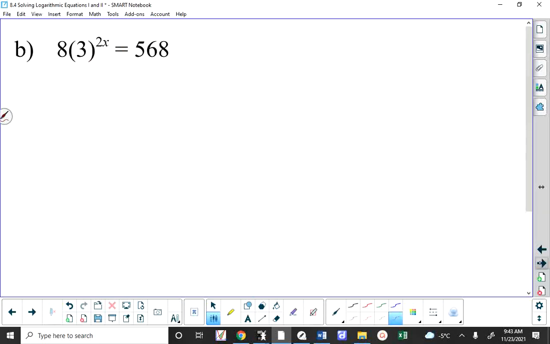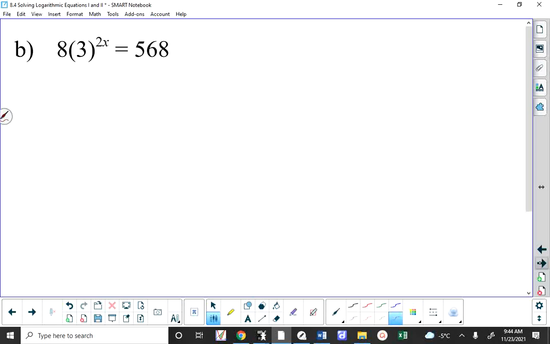Okay, so we have to ask ourselves an important question here, and the answer determines the path we take. We have 8 multiplied by 3 to the 2x. That doesn't mean 8 times 3. It means 8 multiplied by 3 to the 2x. It would be nice if we could get rid of that 8 before we take the logarithm of both sides.